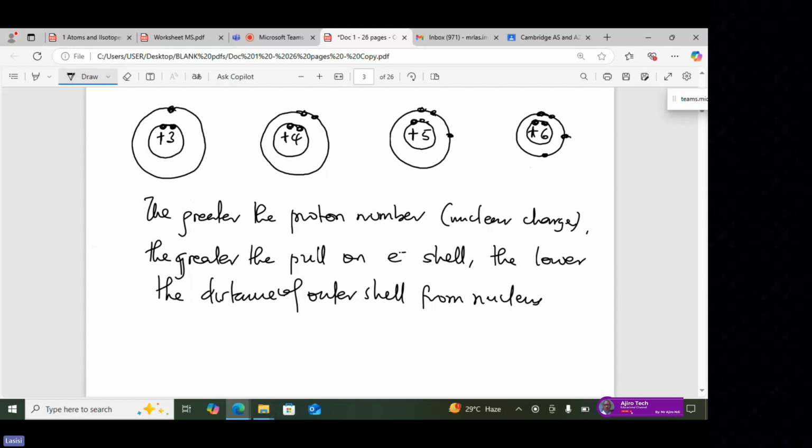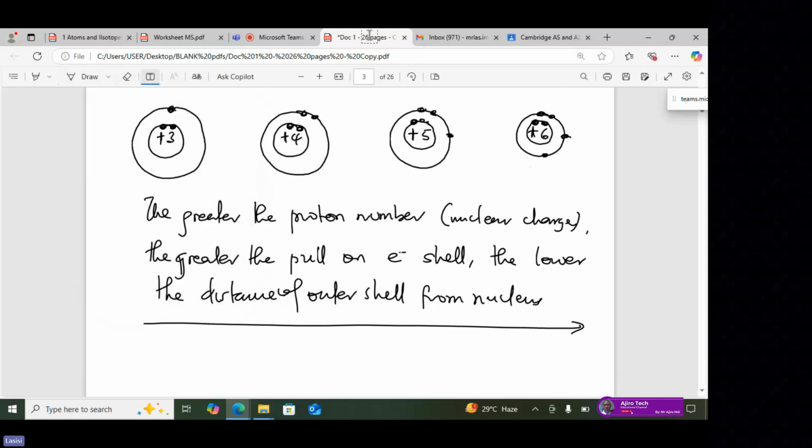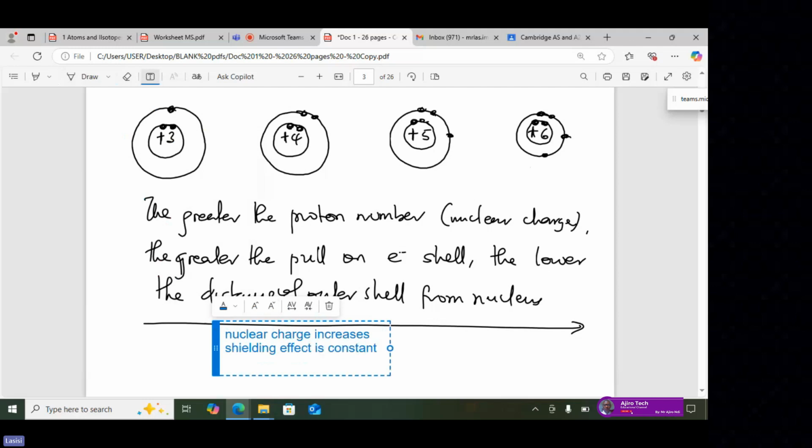Number 1, across the period, what can you say about nuclear charge? The nuclear charge is increasing. What else again? The electron pull is also greater. Shielding effect is constant. There are 3 factors that influence IE. You must mention 3 factors in your argument: nuclear charge, followed by shielding effect, then distance. Keep the 3 factors in your mind.